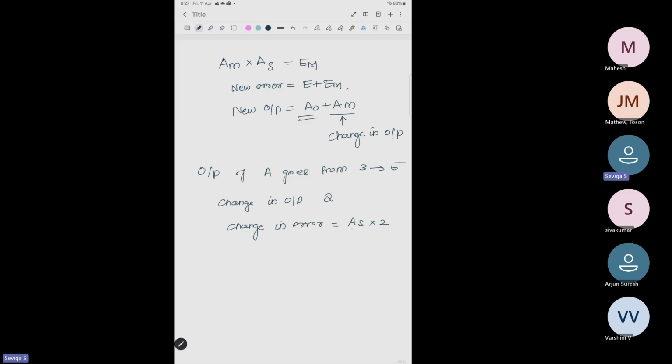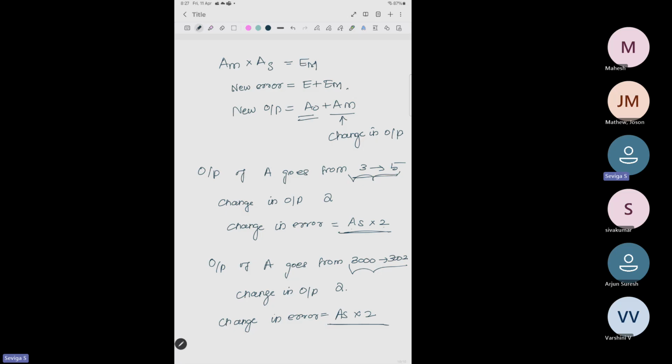The change in output into delta value is the change in error. So this is one thing. Let us imagine the output of A goes from 3000 to 3002. Now the change in output is 2. The change in error is also A delta into 2. So in both cases, the change in error is only A delta into 2. Regardless of where the output changes from and to, it looks only at the actual amount. So the same number.